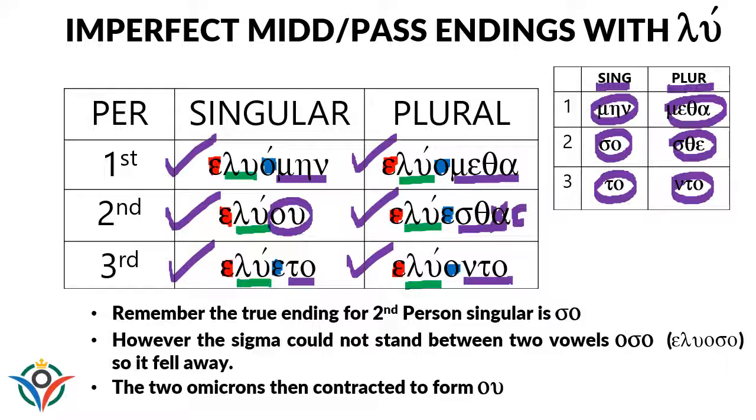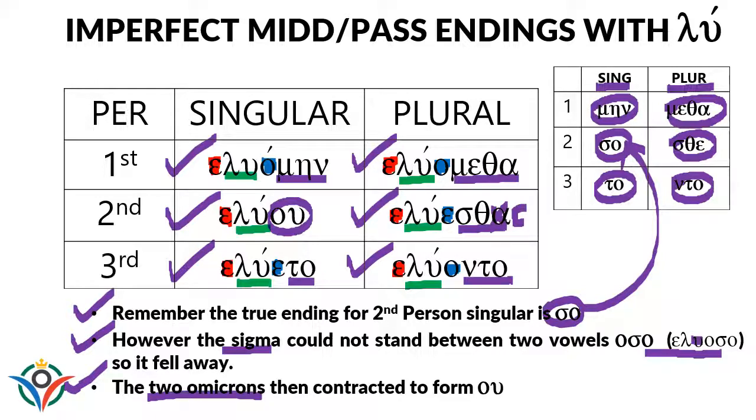All right, so let's go back to the second person singular and understand why the so has changed. Even though the true ending for the second person singular is so, as you can see in the table, the sigma could not stand between two vowels. So if we simply attach the so, we would have elu-o-so. And according to the Greek rules, the sigma cannot stand between two vowels, which are the omicron and the epsilon. So it drops away, and then the two vowels contract to form ou. That is why our modified ending is elu-ou and not elu-o-so. All right, so I hope that makes sense to you.